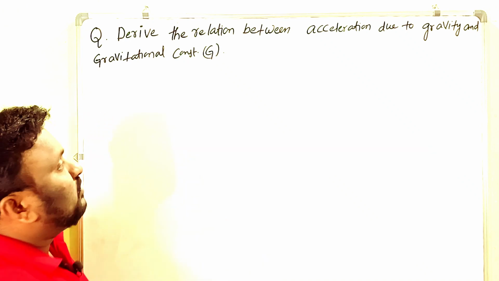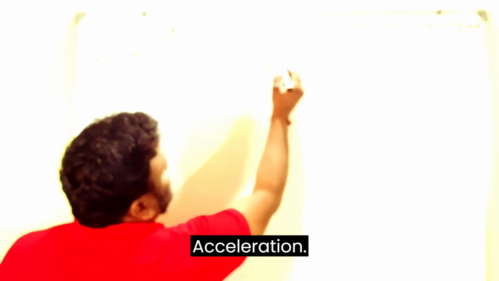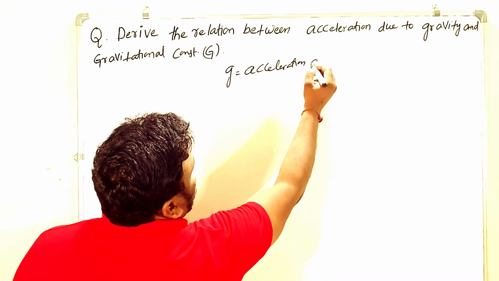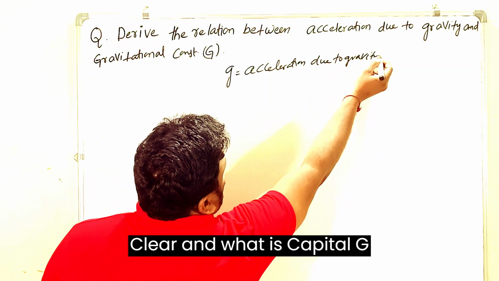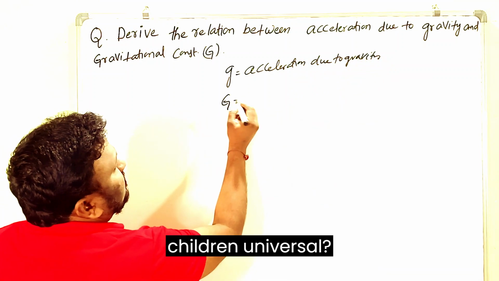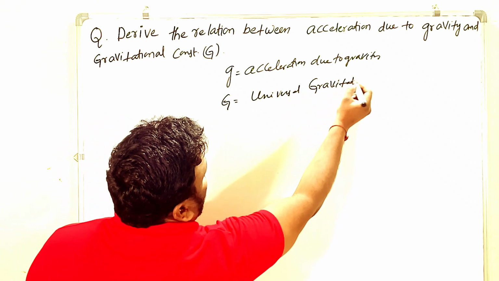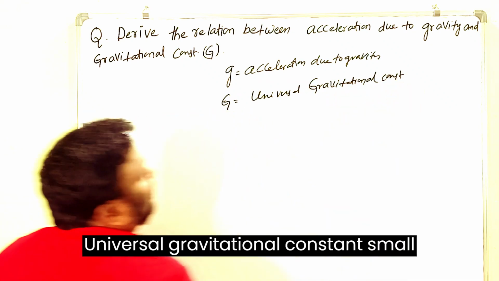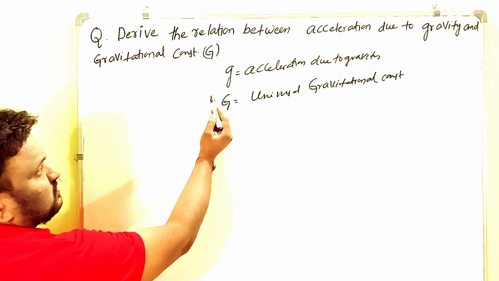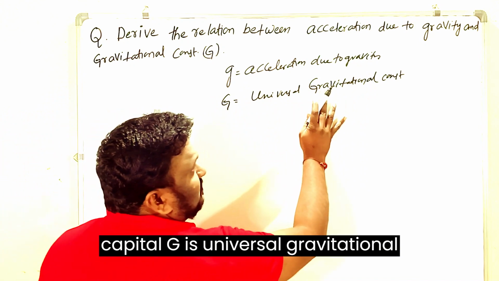So here, what we know, small g is the acceleration due to gravity. Clear? And what is capital G, children? Universal gravitational constant. Universal gravitational constant. Small g is what? Acceleration due to gravity, and capital G is universal gravitational constant.